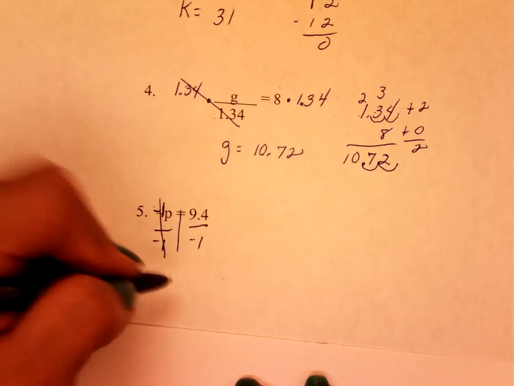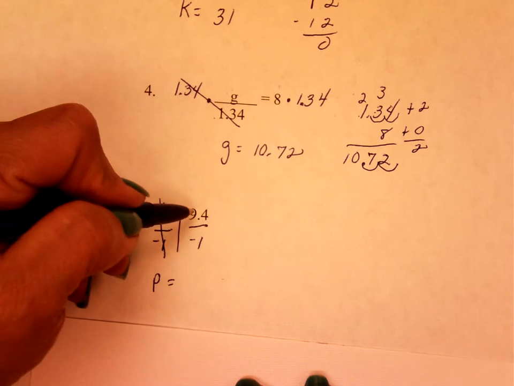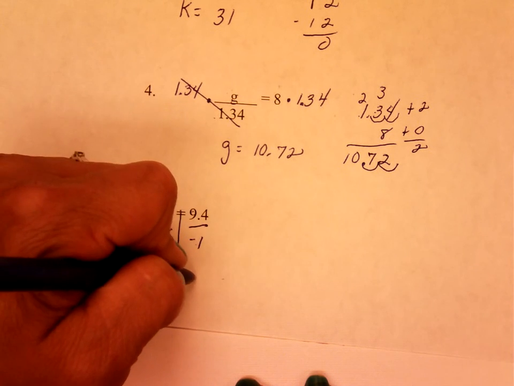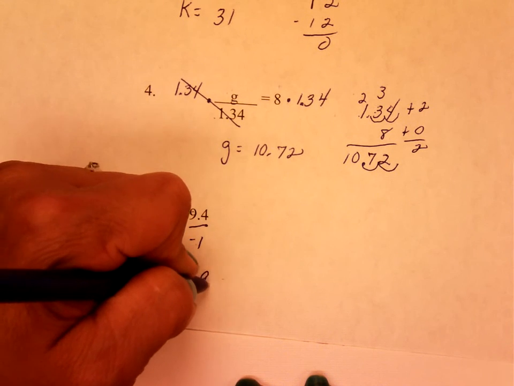The negative 1's cancel out, you're left with p equals. You ask yourself, do you win or lose? You lose, and then you have negative 9.4 as your answer.